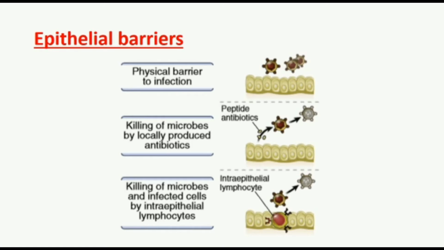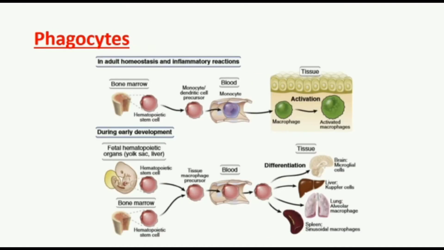Here, epithelia act as a physical barrier for infection, as well as that our epithelia can kill microbes by locally produced antibiotics, and also it can kill microbes and infected cells by intraepithelial lymphocytes, as this image shows. Then when we talk about phagocytes, these are another major type of component found in our innate arm. Phagocytes are neutrophils and monocytes, which are also known as macrophages.